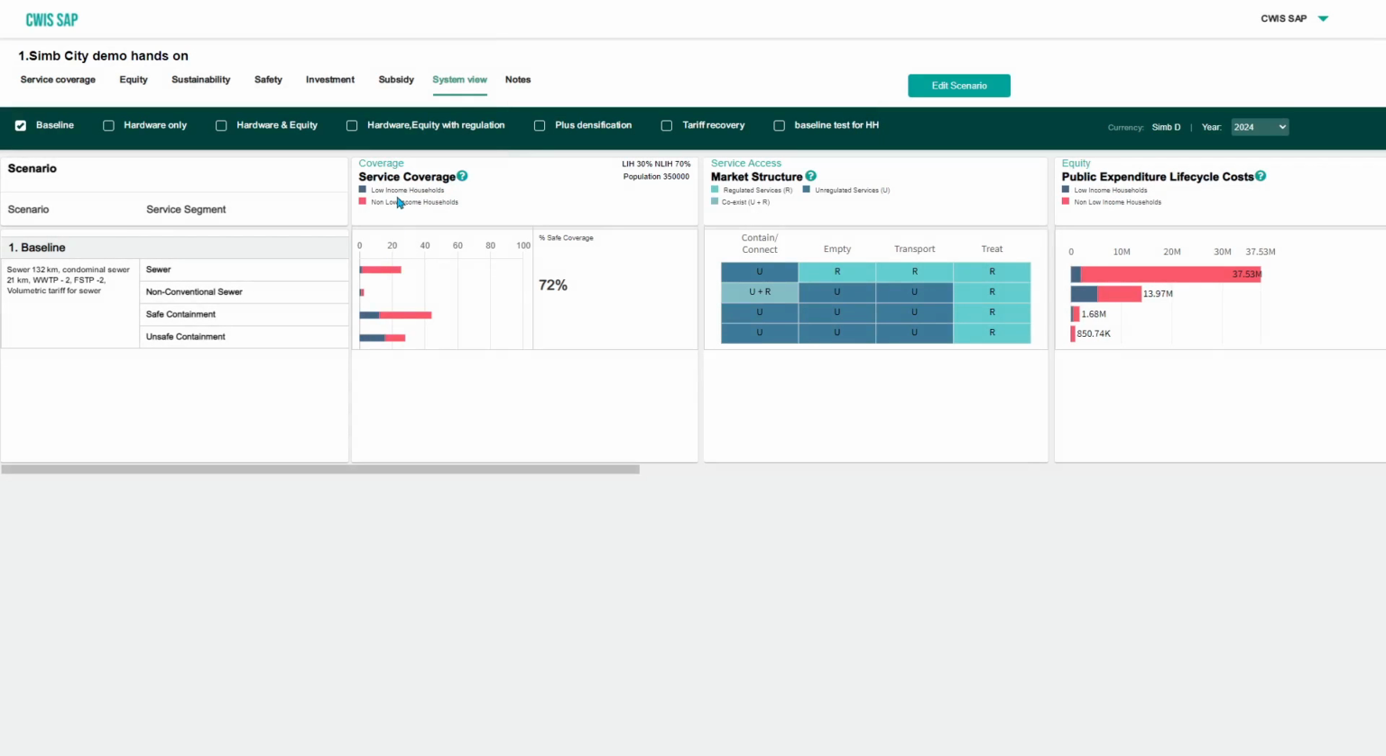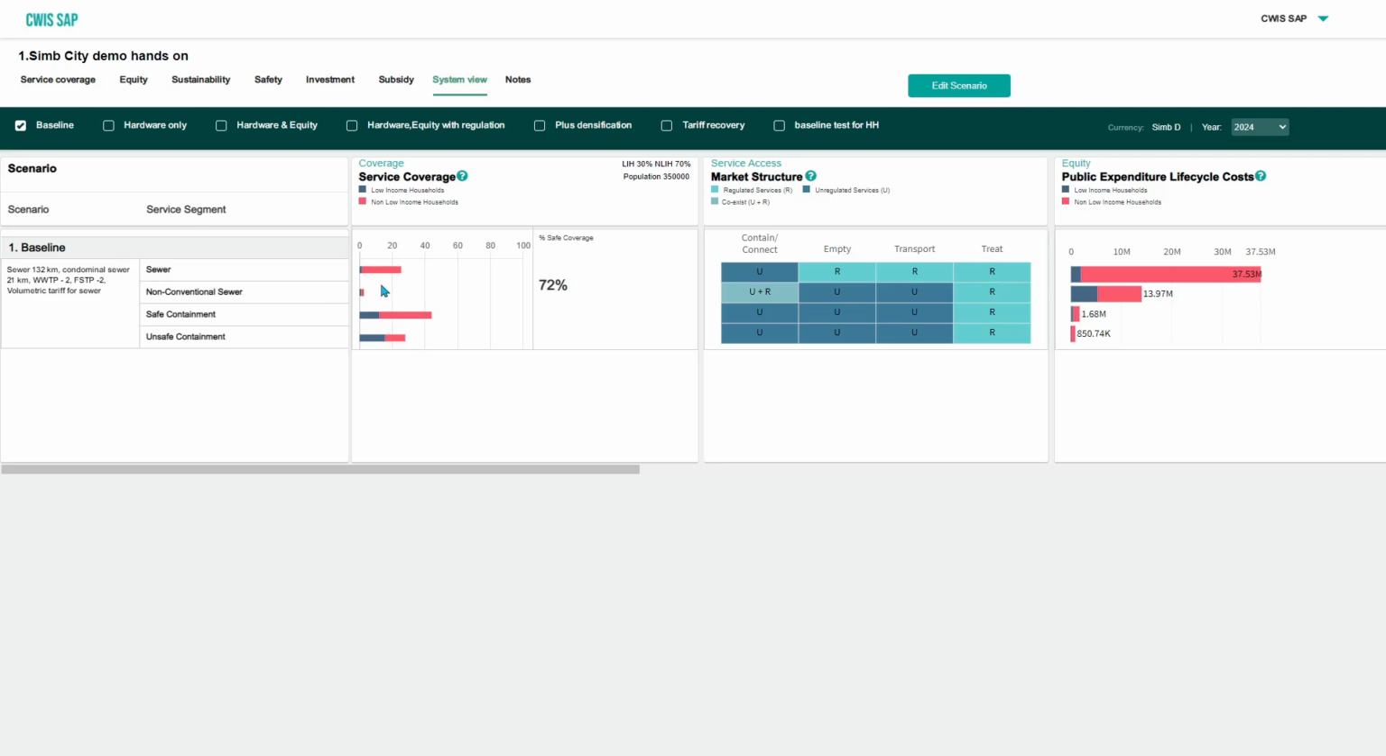All the visuals are presented both for the low-income households and the non-low-income households, with blue representing the low-income households and the red representing the non-low-income households. Let's move from left to right. In the baseline, we have a conventional sewer of 132 kilometers, contaminated sewers of 21 kilometers, 2 WWTPs, 2 FSTPs, and the tariff model is volumetric for the sewer households.